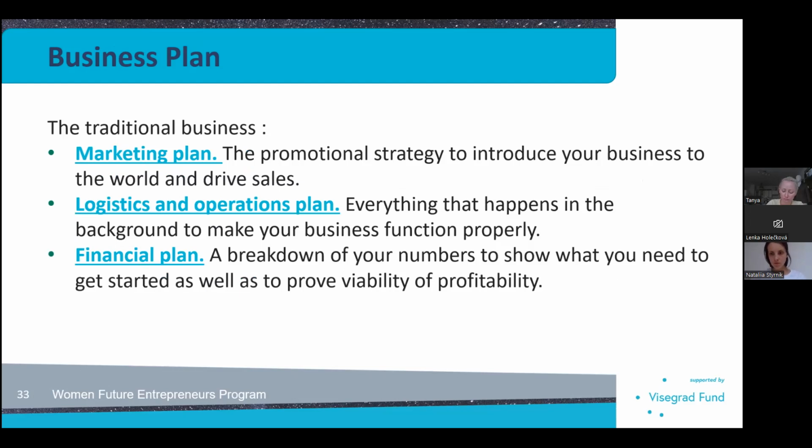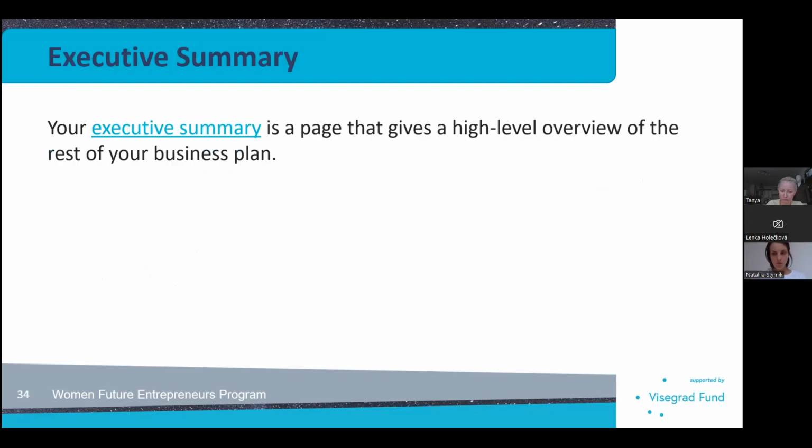And the following section will be about the financial plan. I would like to remind you of some aspects from the financial plan to be sure with it. Your executive summary is usually 1 page that gives a relatively clear overview of your main business ideas to a potential investor.